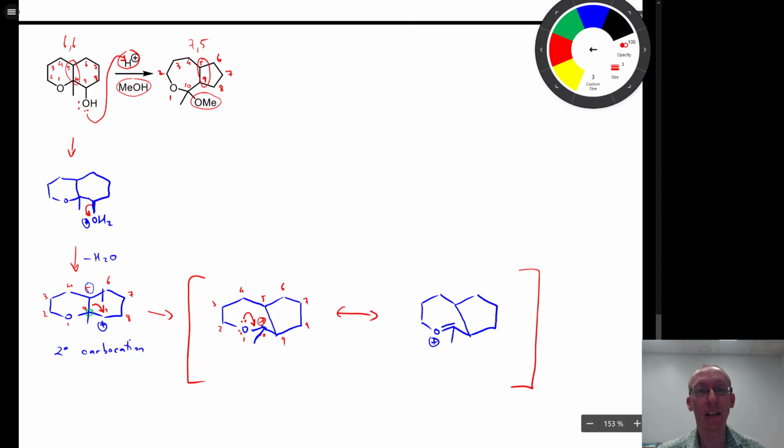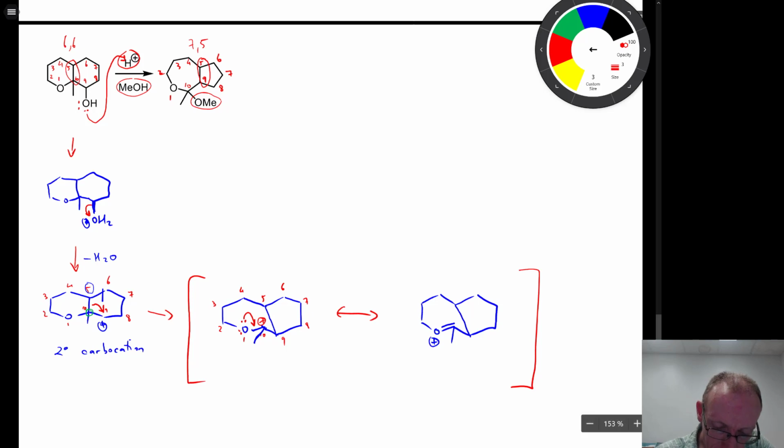And for full marks in an exam situation, you're normally going to be expected to draw resonance structures for things like this that are resonance stabilized. So that is a very special type of carbocation. You might see it called an oxonium ion or an oxocarbenium ion, and they're much more stable than just an ordinary carbocation.